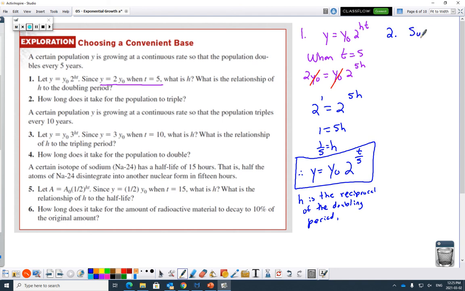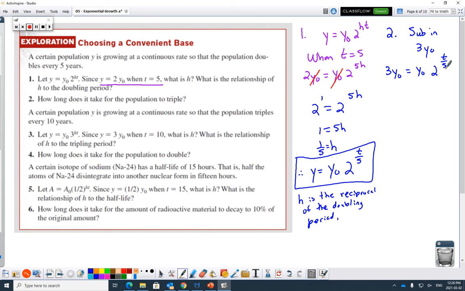Sub in 3 y naught. I don't know what y naught was. I don't know what the initial population is. All I know is it's triple now. So what I get is 3 y naught equals y naught times 2 to the t over 5. And it's very intimidating if you haven't done one of these before, because it's like, well, how am I supposed to solve that? What a big mess.